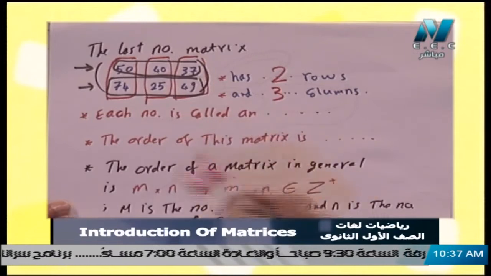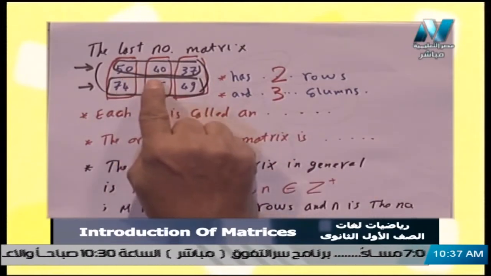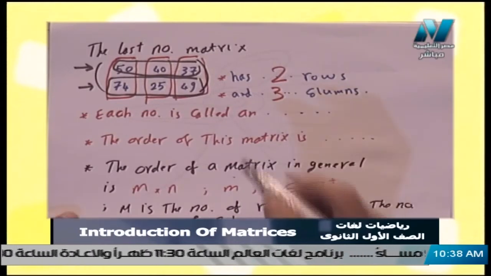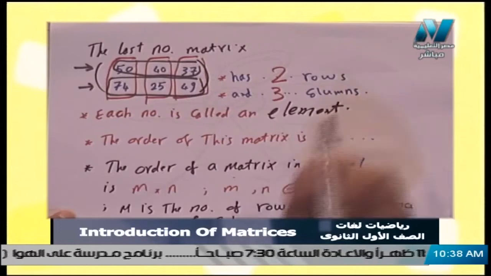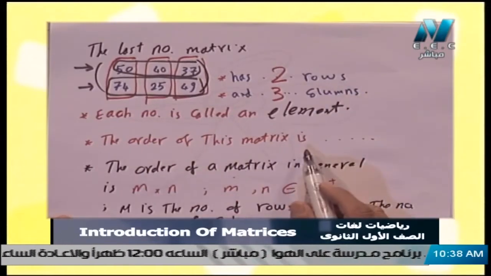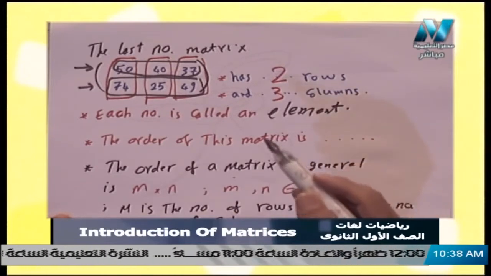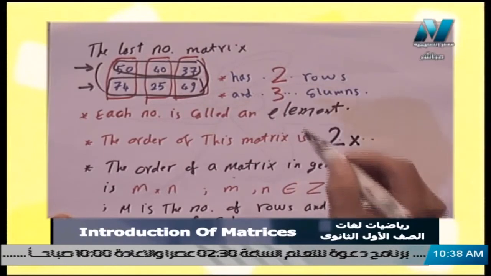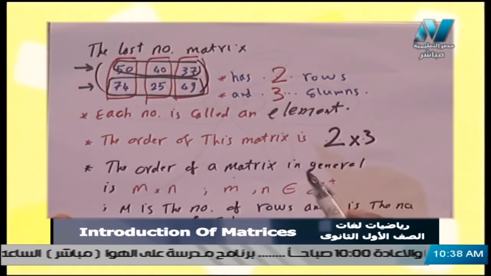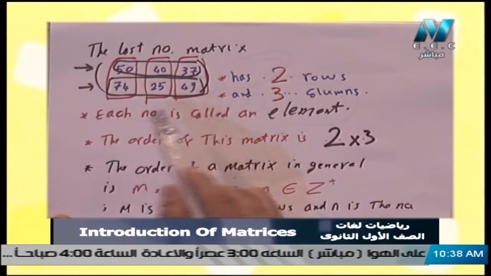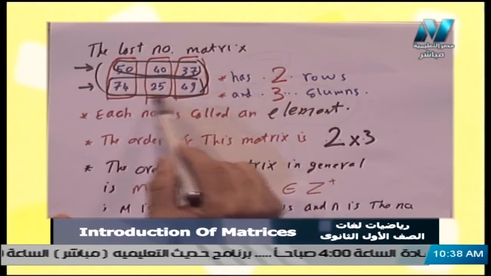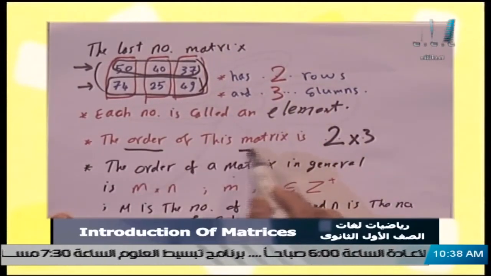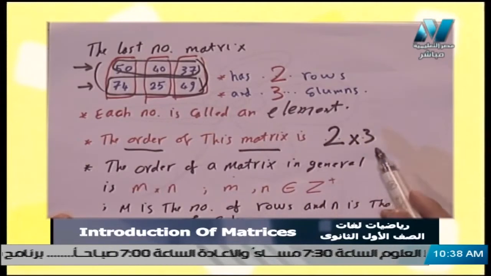Each number here, 50, 40, 37, 74, 25, and 49, is called an element. The order of this matrix is what? First we write the number of rows, which is 2, by the number of columns, which is 3. So we say that the order of this matrix is 2 by 3. Why 2? Because we have 2 rows. Why 3? Because we have 3 columns. So the order of this matrix is 2 by 3: 2 rows and 3 columns.